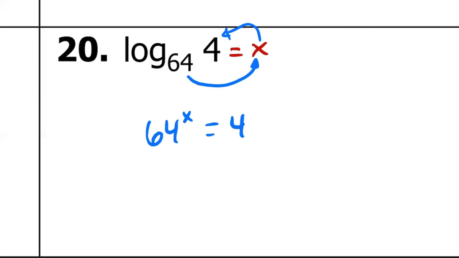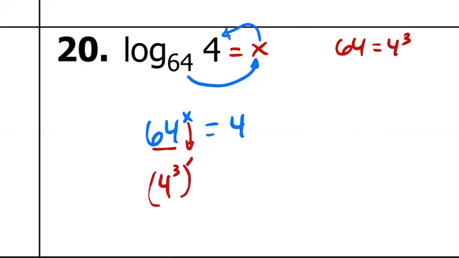They aren't the same base right now, but if I think of 64, do you remember if 64 is 4 to a power? 4 times 4 is 16, and 16 times 4 is 64. So that's 4 to the third, right? Yeah, exactly. Then we still have the x. Now we have the same base. So this is 4 to the 3x equals 4.